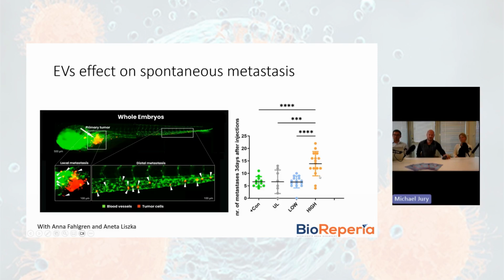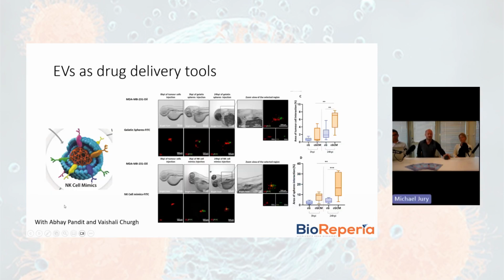So the EVs also in our system, that's a more experimental metastasis system where we actually create a primary tumor and let that metastasize. But also in that system, it seems that EVs, at least under certain conditions, in this case when the tumor cells have experienced high loading, can increase the metastasis to this hematopoietic plexus.